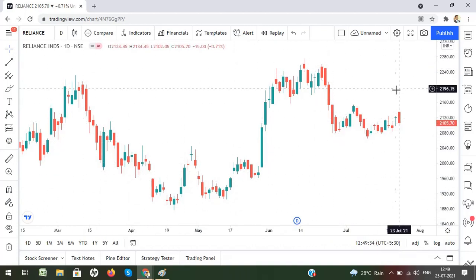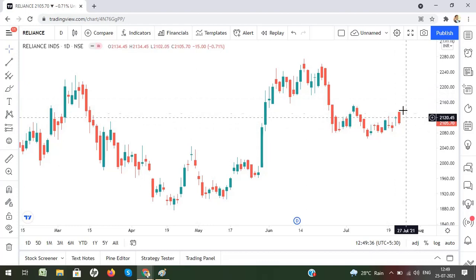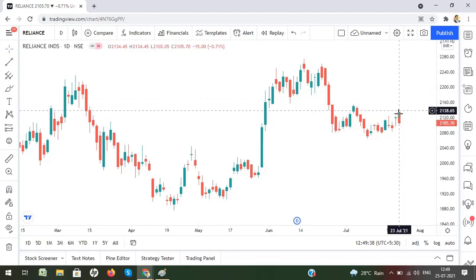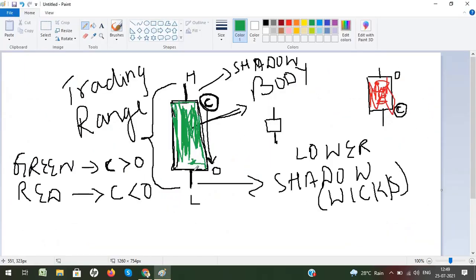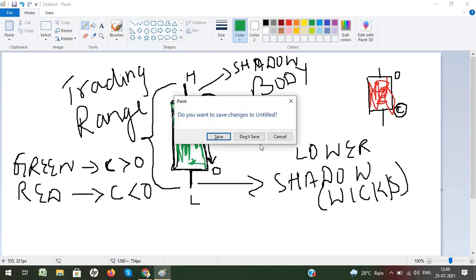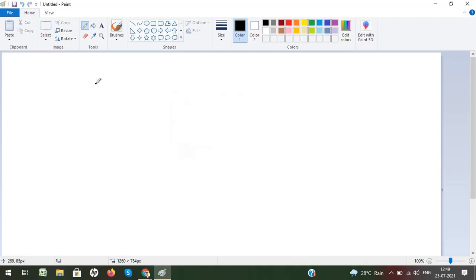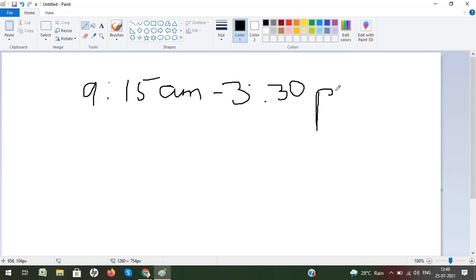What do I mean by that? Each candlestick is plotted taking into account the full day's price action. What is my full day's price action? From 9:15 a.m. to 3:30 p.m. This is my 1 day time frame or 1 day's price action.